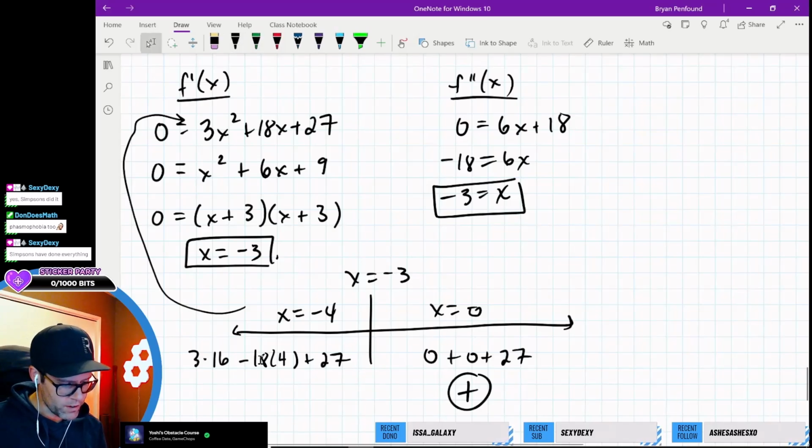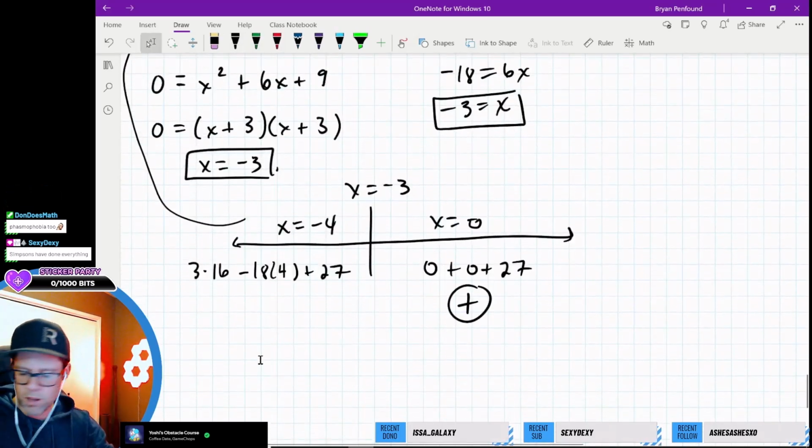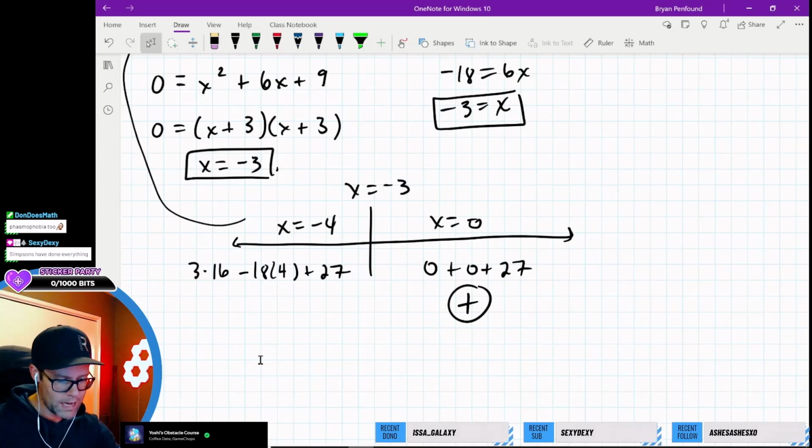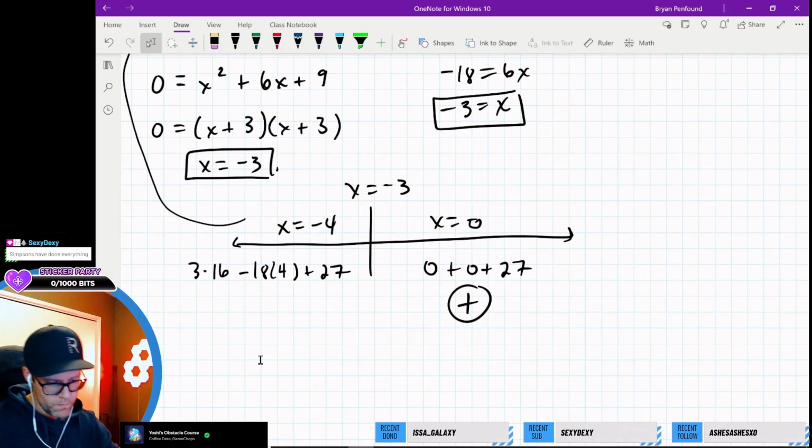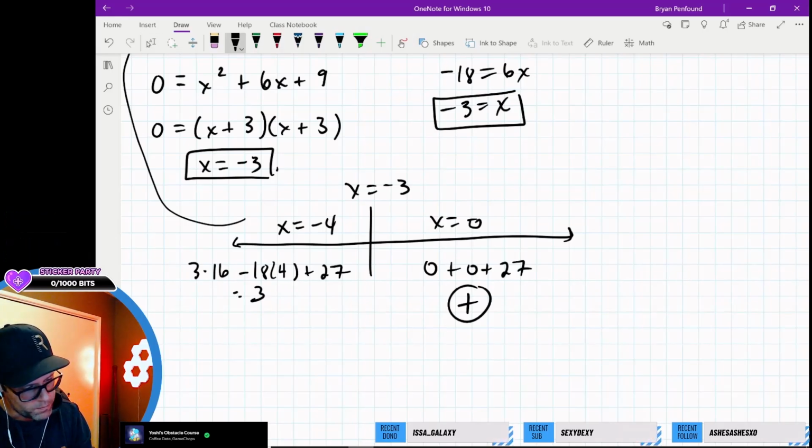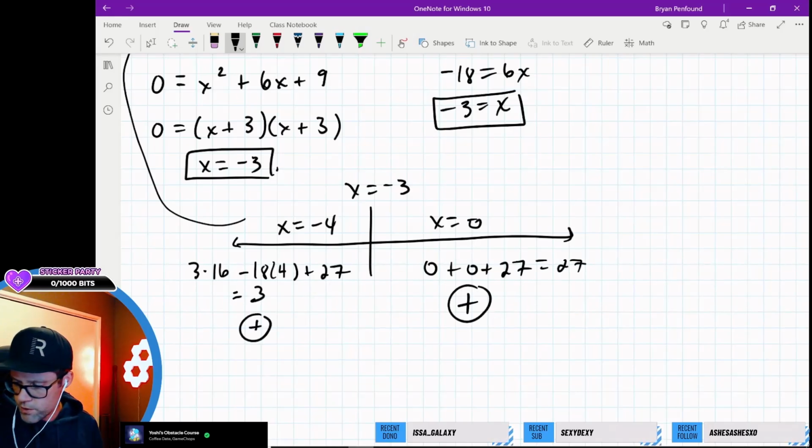What's the sign over here? Does this come out to be positive? 3 times 16 plus 27. I feel like that's bigger than 18 times 4. Yeah, so this comes out to be 3. So we should be positive in this region as well.